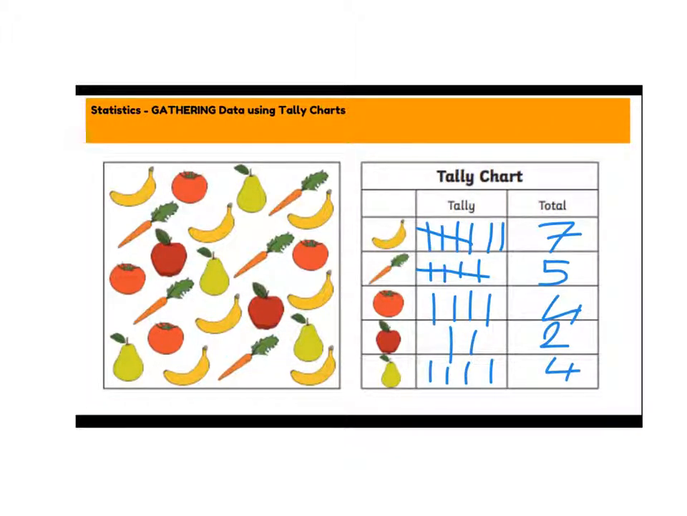So we can look at the chart on the right hand side here and we can see the frequency, that is the amount of times the fruit appears in this picture. So we've used our tally chart to create a frequency chart because it shows us the amount of times that that piece of fruit has appeared.